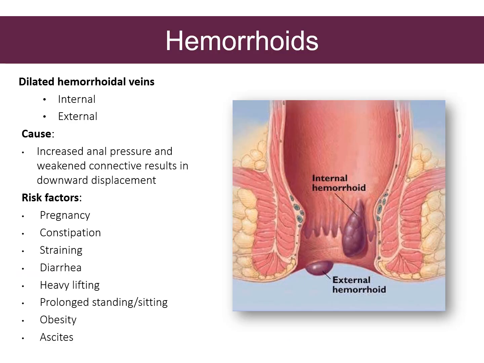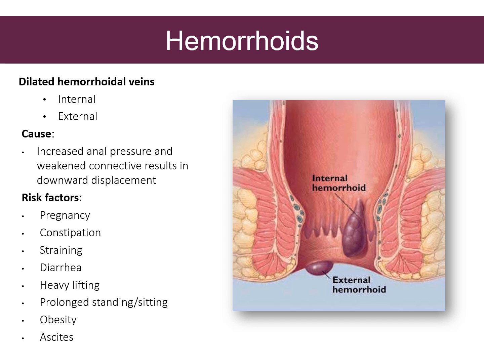All right, moving on to hemorrhoids. Hemorrhoids are dilated hemorrhoidal veins. So they're just veins, similar to varicose veins and esophageal varices that we talked about. These veins are engorged with blood, and the cause is increased anal pressure, and weakened connective tissue results in downward displacement. So what does that mean?